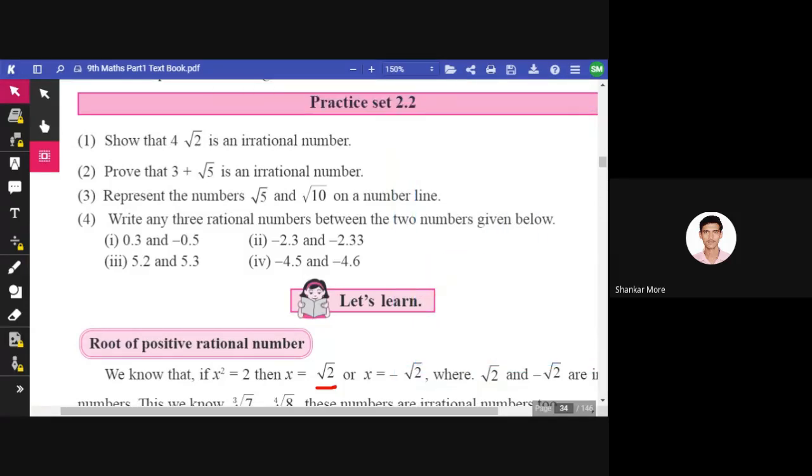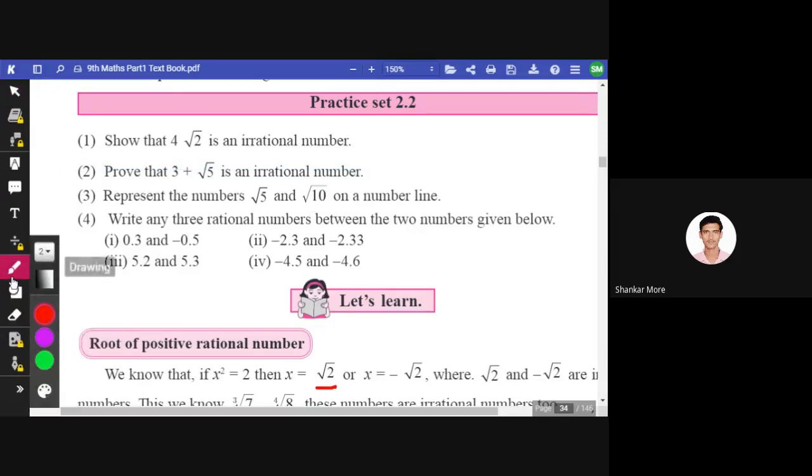Similarly, you can prove this also. I think you might not have any problem to prove this, that 3 plus root 5 is irrational number. Represent the numbers root of 5 and root of 10 on number line. Can you people represent it? Are you confident of representing it?